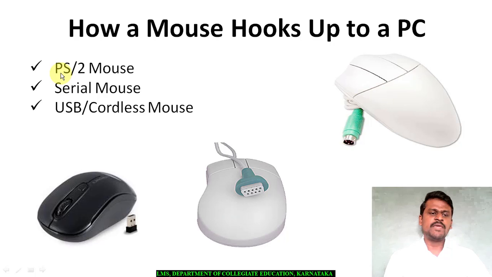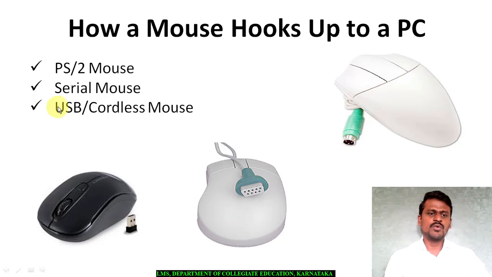First one is a PS/2 mouse. It will have a structure like this. It has male pins which go to the CPU. In the CPU there will be female pins. You can insert that into the CPU, and the mouse will be connected. And the serial mouse bus looks something like this, and this is a serial mouse cable.